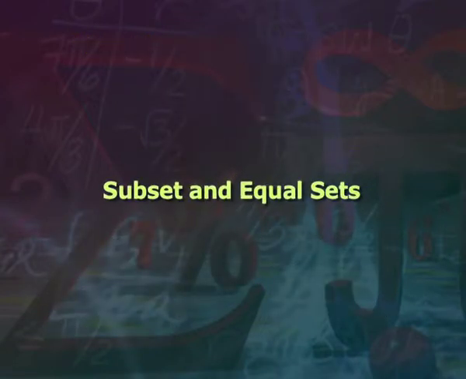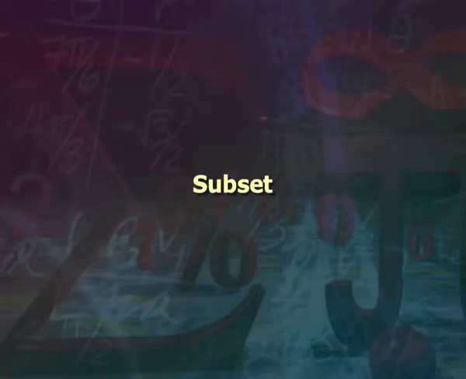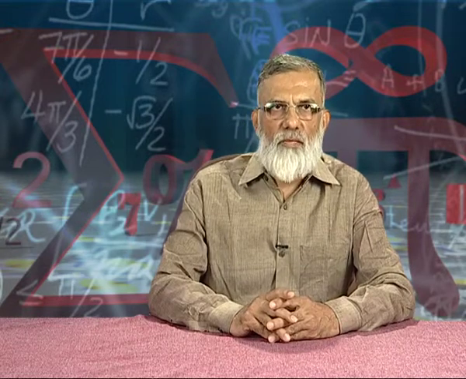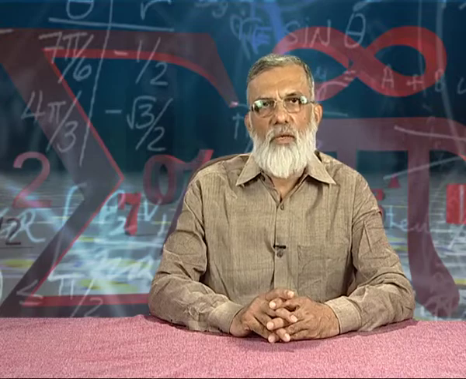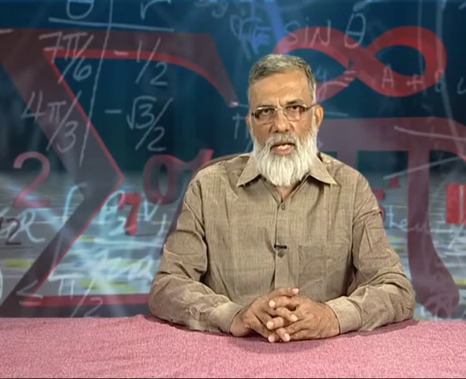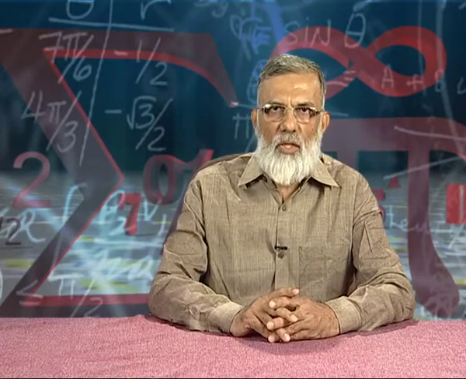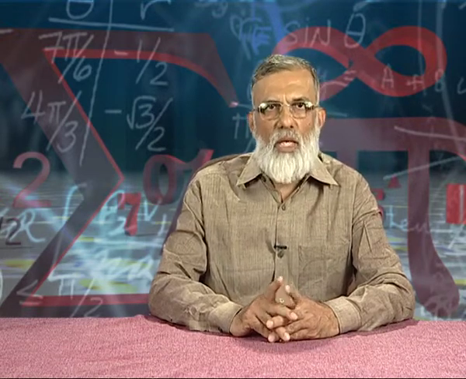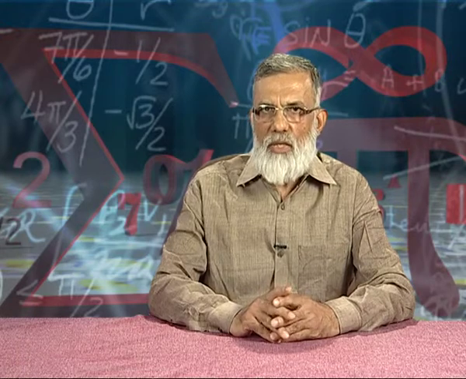Subset and equal sets. Subset. We say that set A is a subset of set B if each element of A is also an element of B. This is denoted by writing A is a subset of B. Equal sets. Two sets are equal if each element of set A is in set B and also the other way. Each element of set B is in set A.